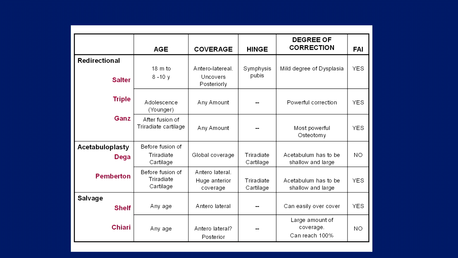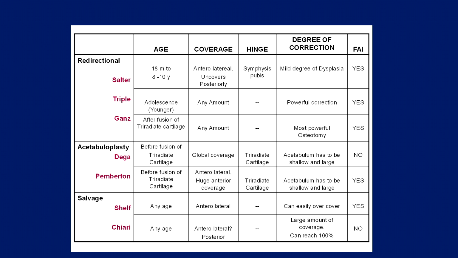That's the second slide that is most important. If you remember the first slide and this slide, then I think I would be very happy. So this, essentially, it summarizes all the pelvic osteotomy. And the way I look at it is that that's the three groups that we talked about. It's the redirectional, the acetabuloplasty, and then the salvage. That's the age where it can be done, and the age where it can be done depends on where it hinges.